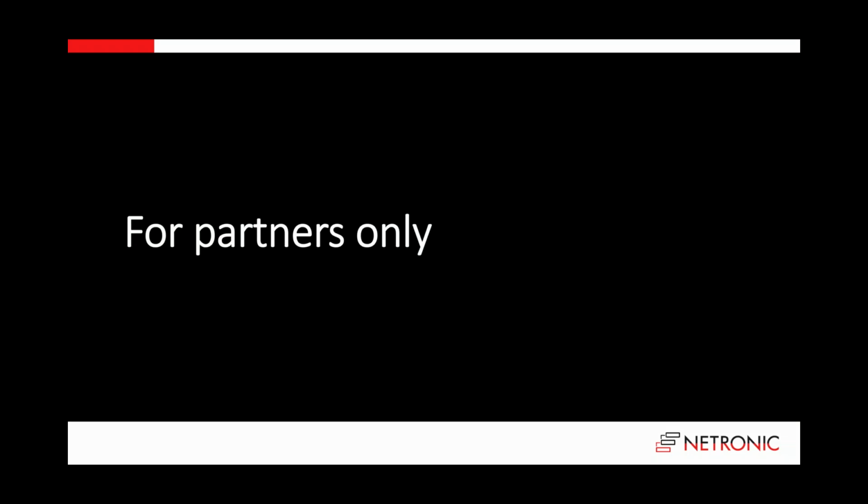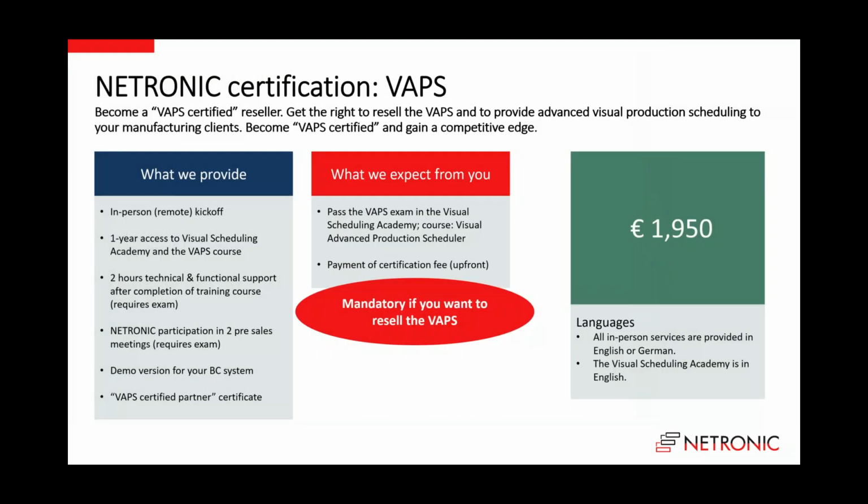So for partners, if you are a partner and want to work with the VAPS and want to sell the VAPS, then, and this is new in our go-to-market approach and model, you need to become VAPS certified. So everybody can continue to be a Netronic partner, and we have more than 400 partners who signed the partner agreement with us. Our standard partner agreement is completely free, and it covers the Visual Production Scheduler, the Visual Job Scheduler, the Visual Resource Viewer, and also the Visual Service Scheduler for NAV. It does not cover the VAPS.